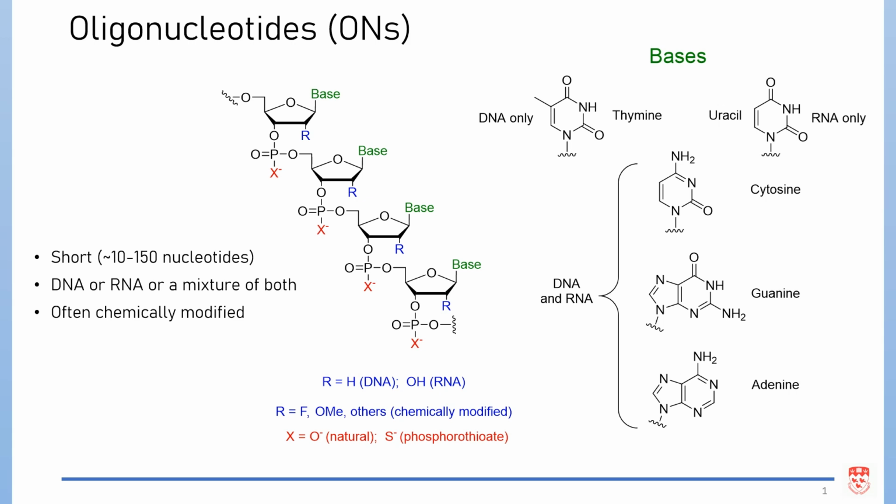Oligonucleotides are composed of specific sequences of nucleotides, usually 10 to 150, that are often chemically modified at precise positions within the sequence. The general structure of an oligonucleotide sequence is shown here and is usually modified at the highlighted positions.